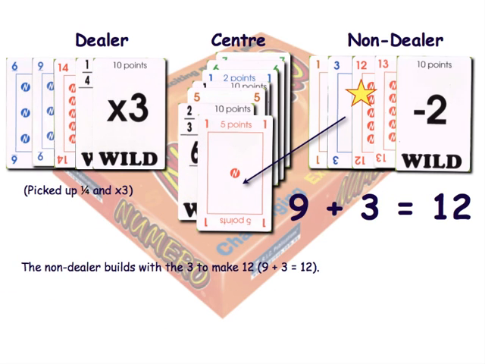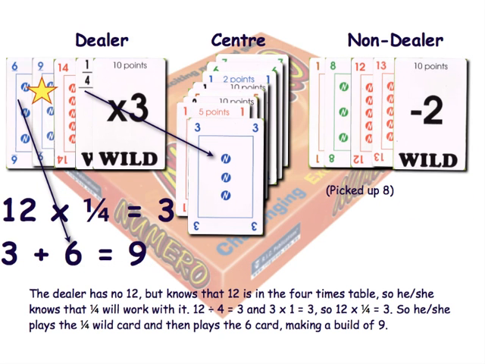The non-dealer builds with their 3 to make 12. 9 plus 3 equals 12. The dealer has no 12, but they know that 12 is in the 4 times table, so they know a quarter will work with it. 12 divided by 4 equals 3, and 3 times 1 is 3, so 12 times a quarter equals 3. So they play the 1/4 wild card, and then they play their 6 card, making a build of 9.